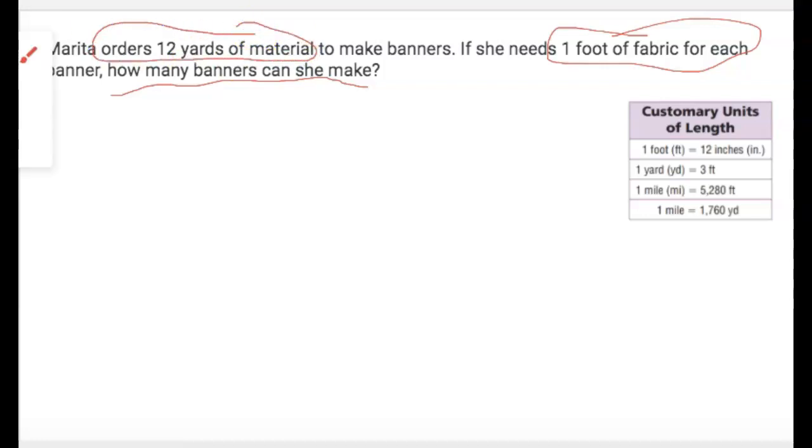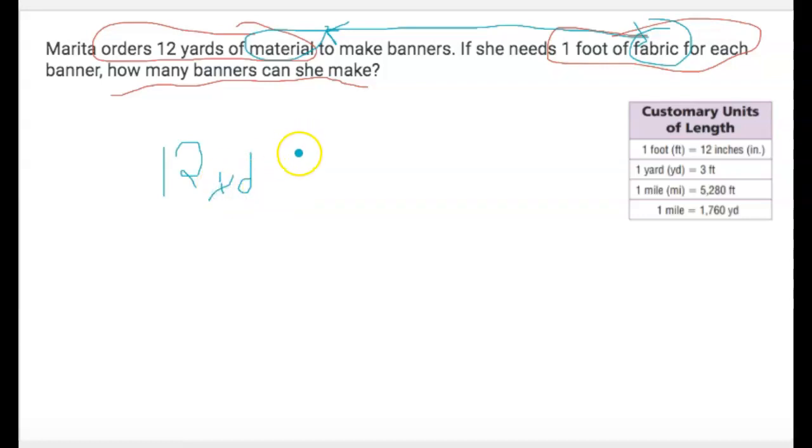Oh, so this is interesting. Pay attention, because when you're talking about cloth, material, and fabric, these words mean the same thing. The material is the fabric and fabric is cloth. So how many banners can she make? She needs 1 foot for each and she has 12 yards. So we have to take what she has, which is 12 yards, and put them into 1 foot pieces. But here's the interesting part.